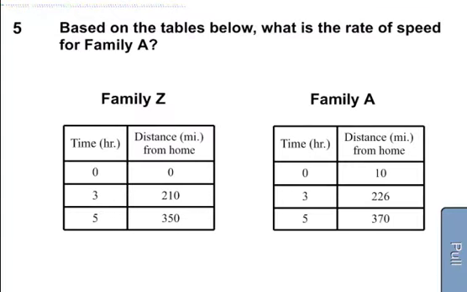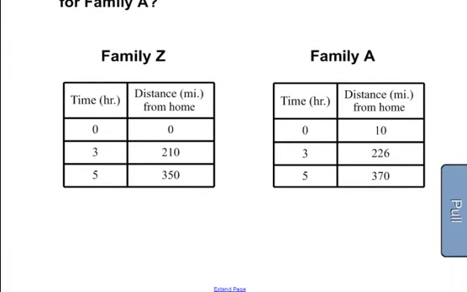Based on the tables below, what is the rate of speed for family A? So let's look at family A. All right, so here I'm going from 10 to 226, so that's 216 miles. And then here I went 156 miles. This was 3 hours to go that 260 miles. This was 2 hours to go the 156. So it doesn't matter which one I use. Okay, we're going at the same rate of speed. So maybe they stopped here. Maybe they went to a rest stop.